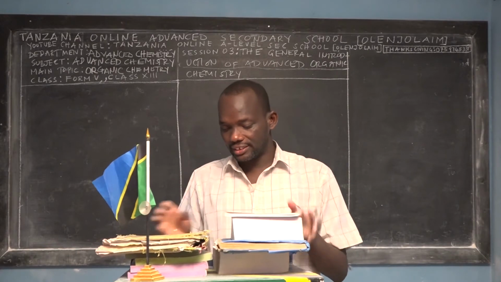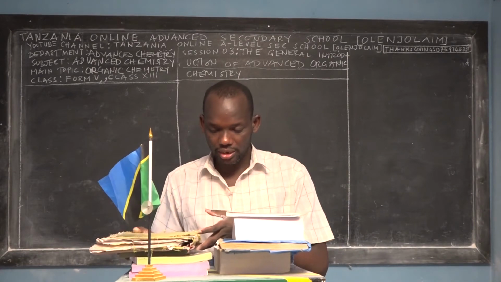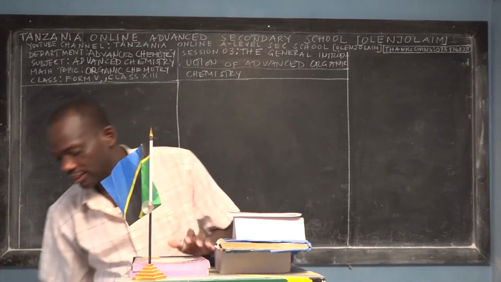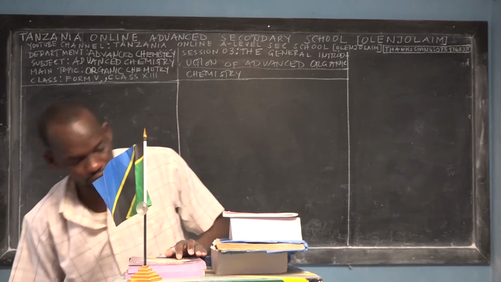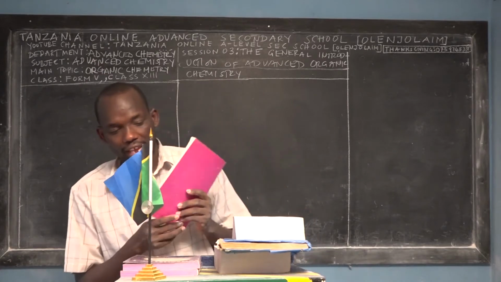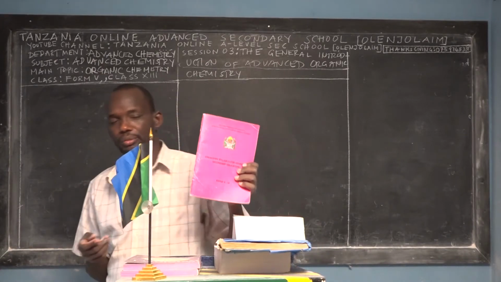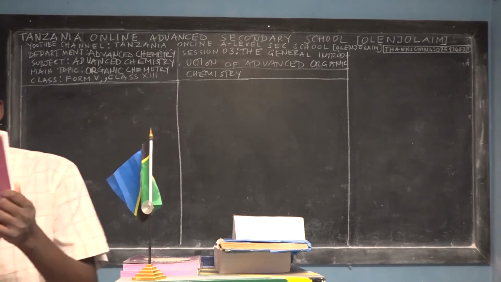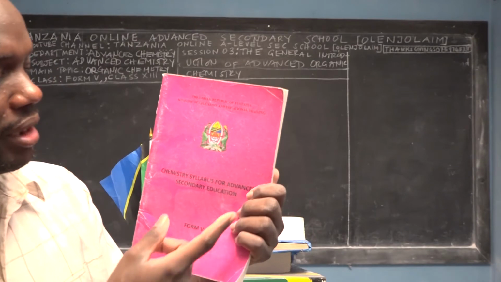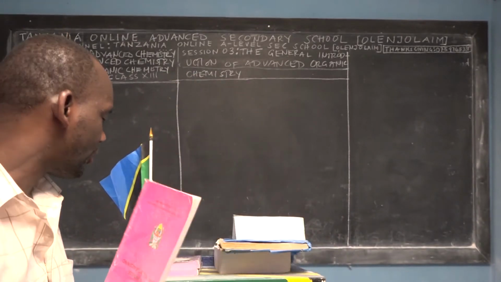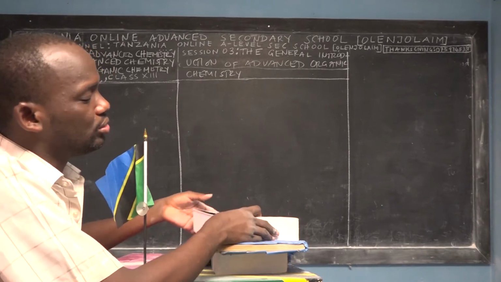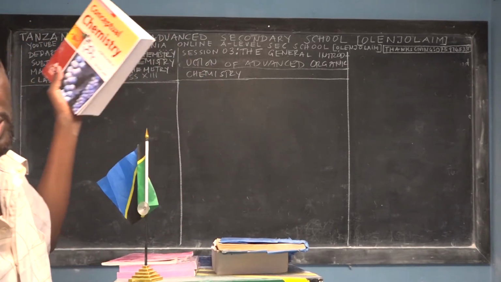So if that's the case, I would like now to take you into the business that has brought us here, and the business that I want to discuss with you is advanced chemistry. You should have some books beside you when you are learning this stuff. For instance, this is the syllabus for advanced chemistry, called the chemistry syllabus for advanced secondary education, Form 5 to Form 6. You should have it beside you. And you should also have at least 1 or 2 reference books. This is called the textbook.